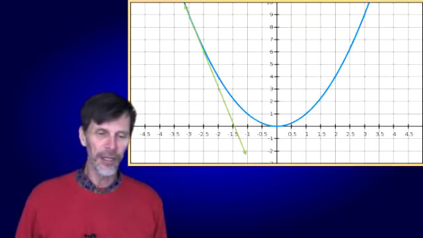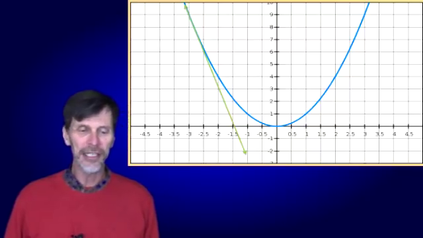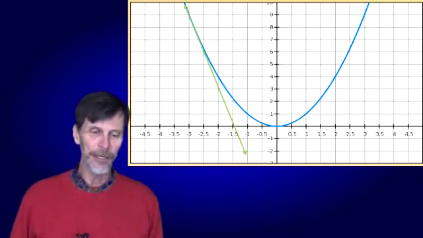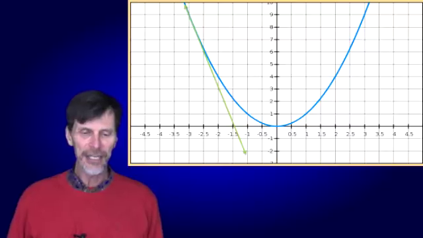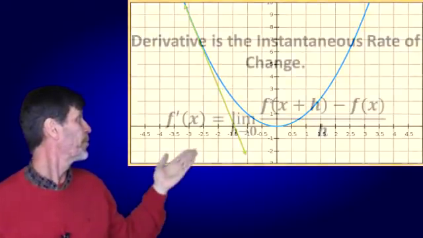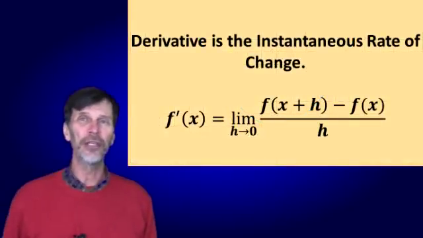We now have a formula for the slope at any point, and we can use that to calculate the slope at any point. So it's an instantaneous rate of change. And here's the formula we're going to use for every single derivative that we could take.